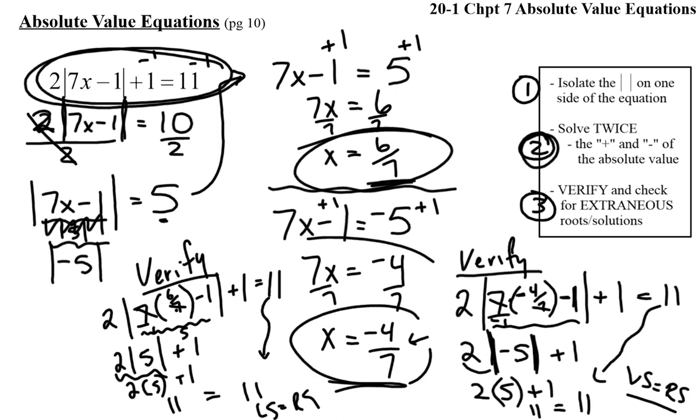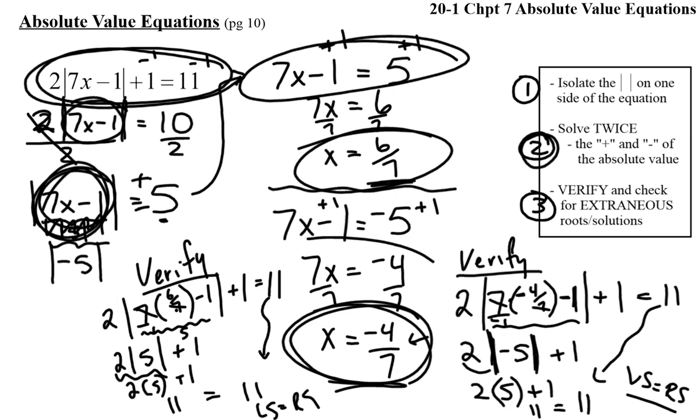So, 2 solutions, 2 possibilities, because what we have inside of our absolute could be +5 or -5, and we need to solve for both of those situations.